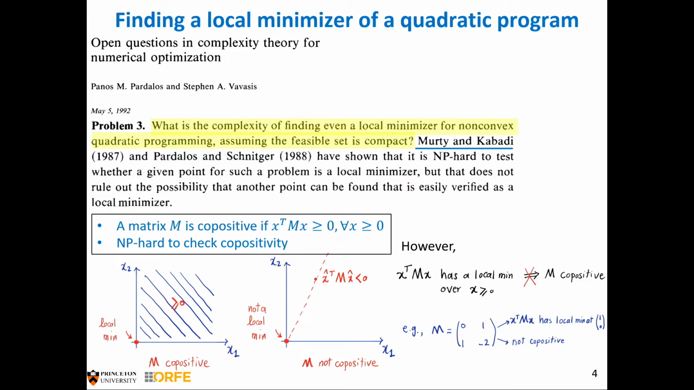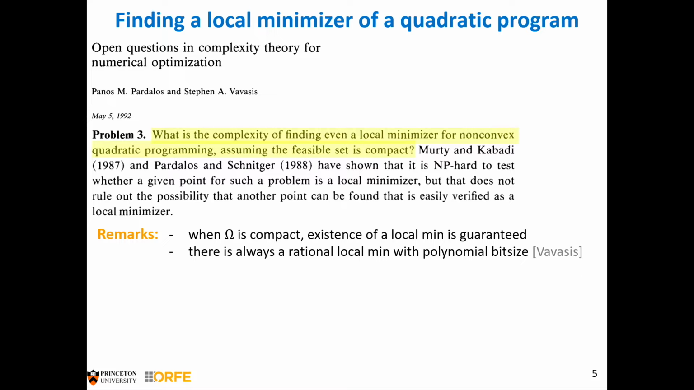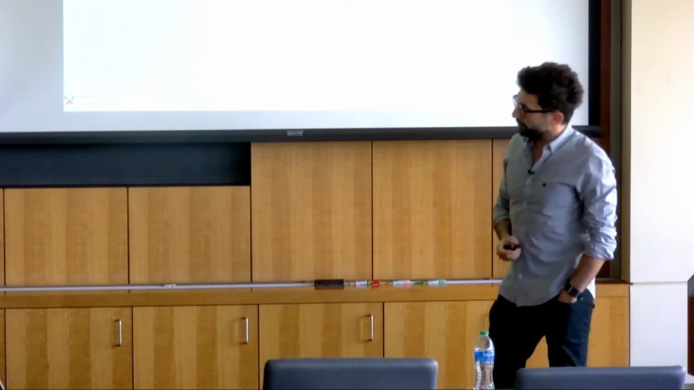The main message is that there are two related problems. One is recognizing whether a given point is a local min, and one is just, given the data of the optimization problem, can you find the local min? The reason that the question requires the feasible set to be compact is that when the feasible set is compact, then there is clearly at least one local minimum, namely the global minimum, right?